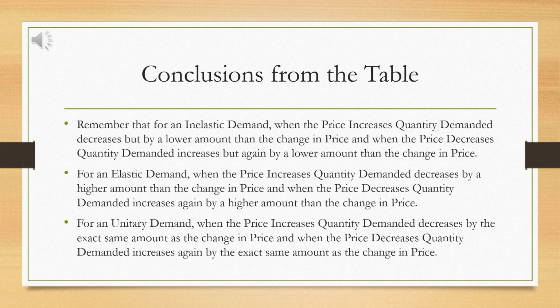quantity demanded decreases by a higher amount than the change in price. And when the price decreases, quantity demanded increases again, but by a higher amount than the change in price. For a unitary demand, when the price increases, quantity demanded decreases by the exact same amount as the change in price. And when the price decreases, quantity demanded increases again by the exact same amount as the change in price.